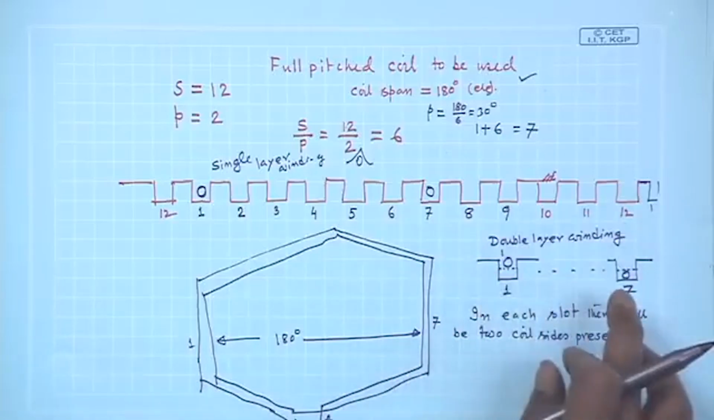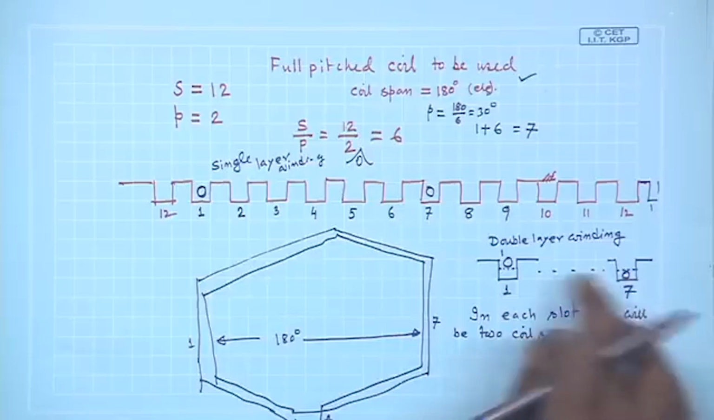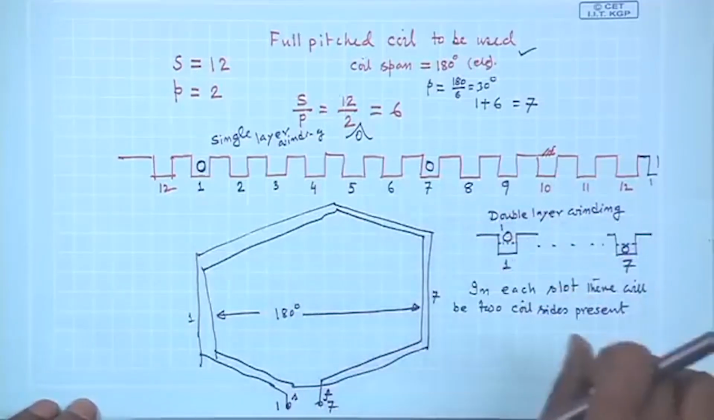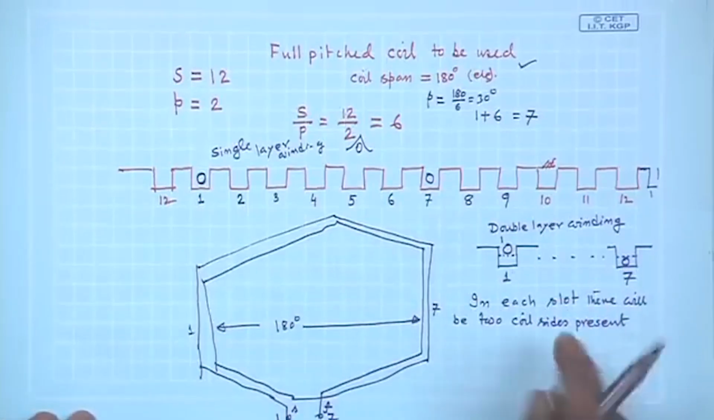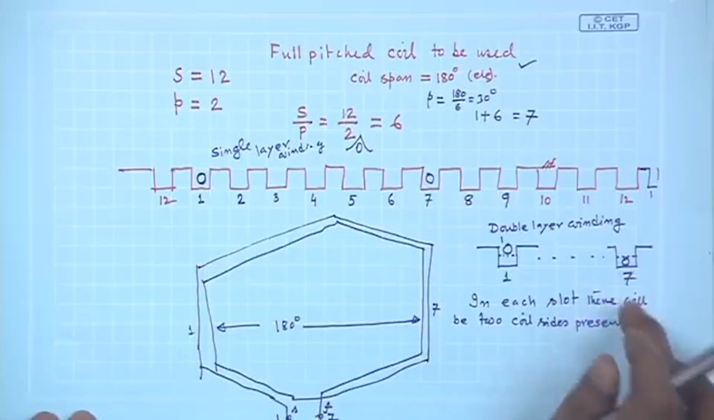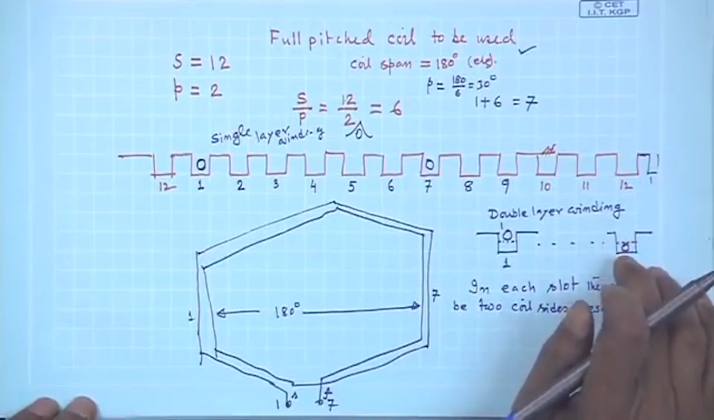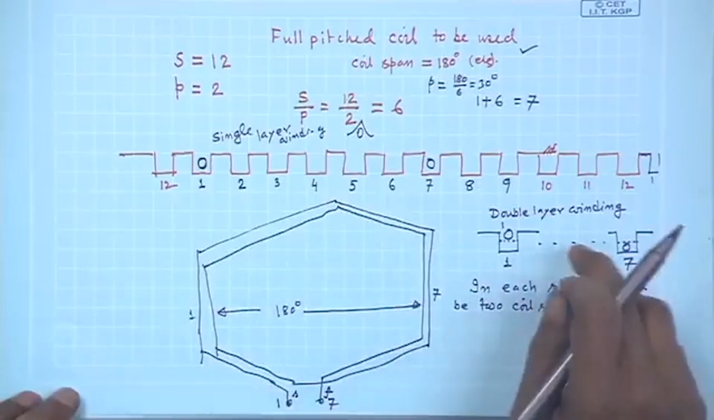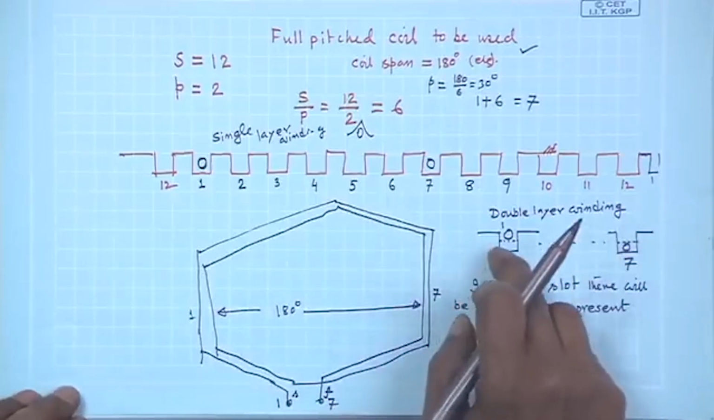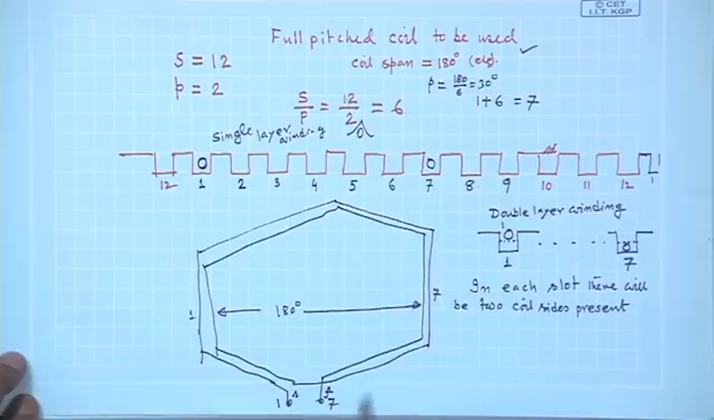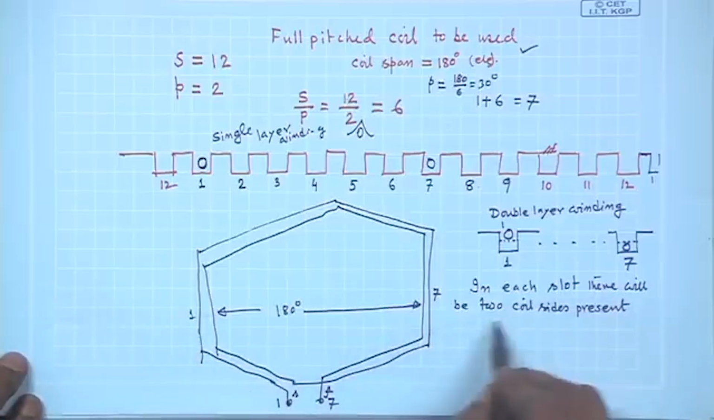So, the upper deck of slot 1 is one coil side of coil 1-7. Its finish is at slot number 7 and it will be in the lower deck. In the upper deck and lower deck of slots 1 and 7, there will be other coils. Therefore, in a double layer winding, in each slot there will be 2 coil sides present.